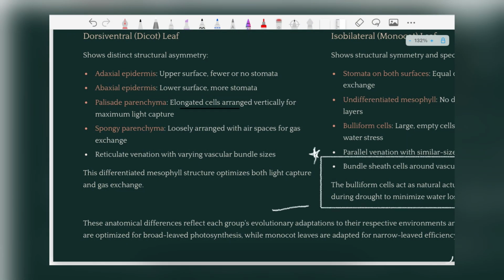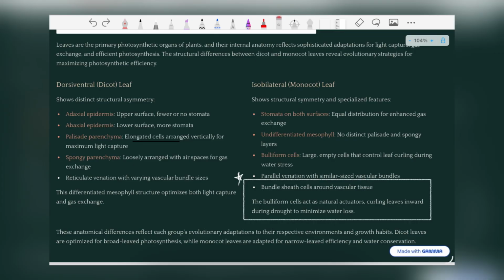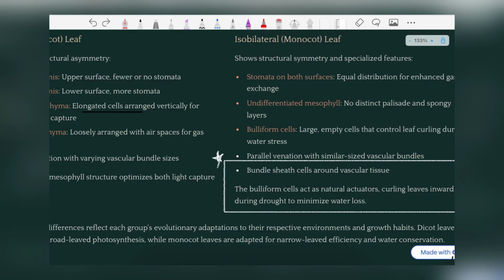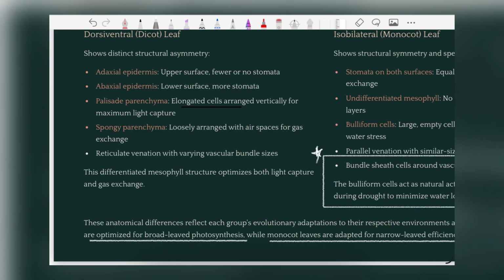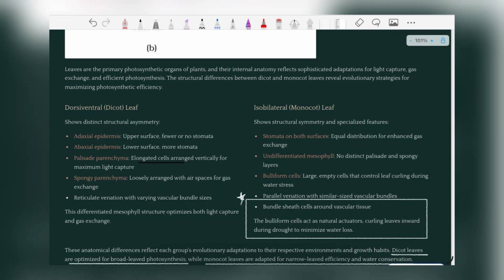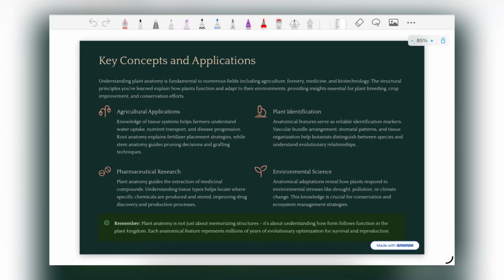These anatomical differences reflect each group's evolutionary adaptations to their respective environments and growth habits. Dicot leaves are optimized for broad leaved photosynthesis, while monocot leaves are adapted for narrow leaved efficiency and water conservation. Yeah, so here are the functions. So now, key concepts and application.